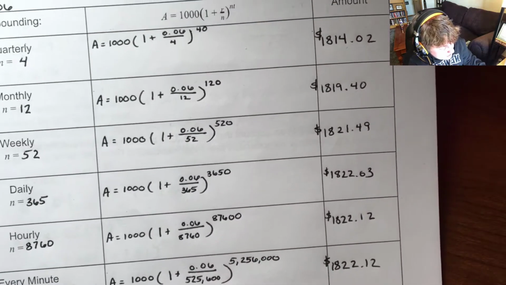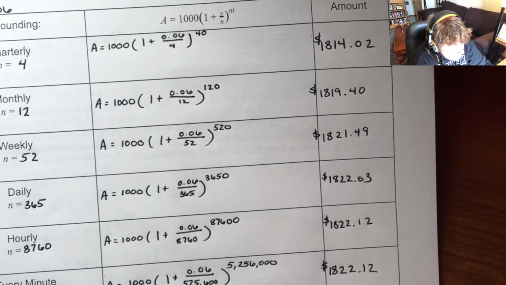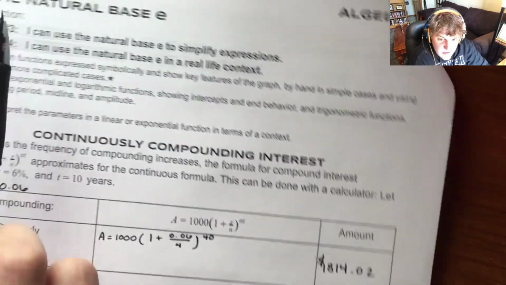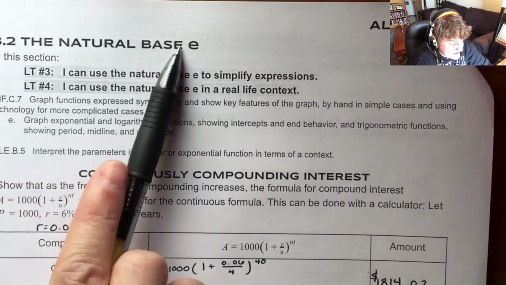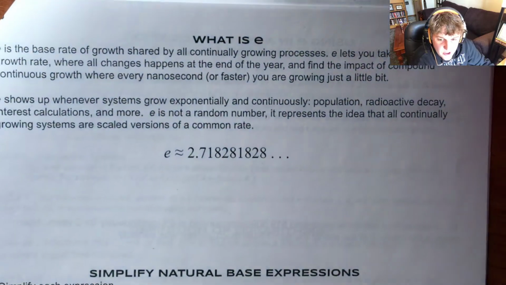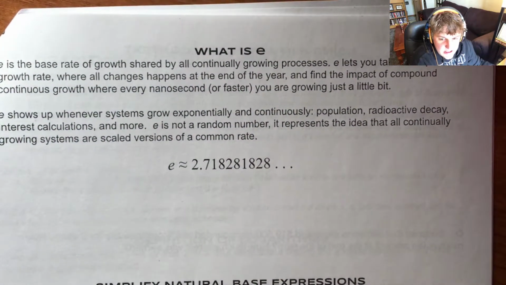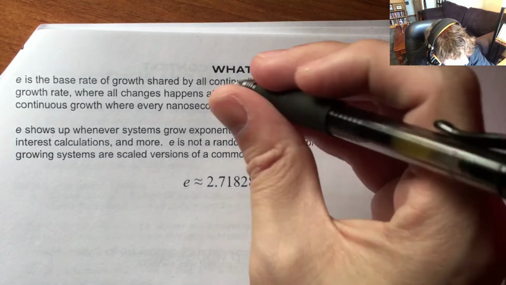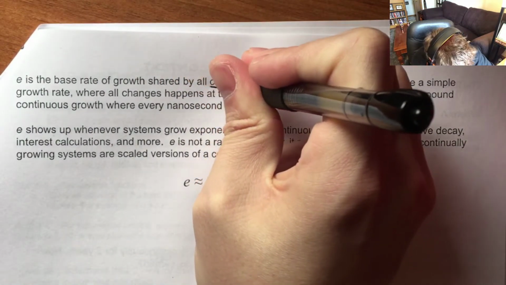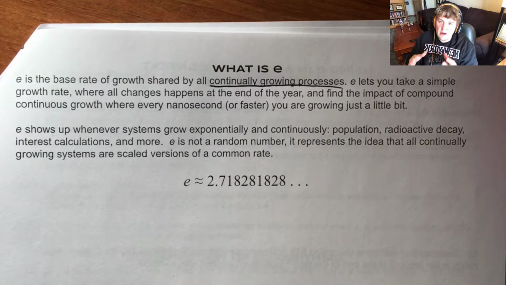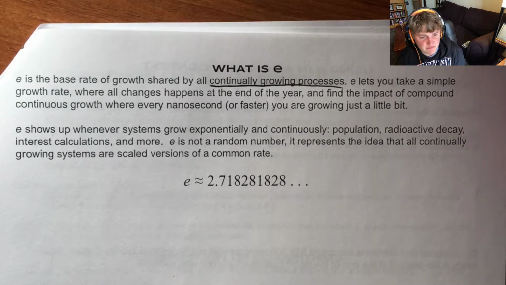So what we're going to do is look at the formula for continuous growth, because continuous growth is what the natural base e is going to represent. Okay, so what is e? e is the base rate of growth shared by all continuously growing processes. Okay, so this right here is the key thing. e is the basic rate at which things grow naturally.